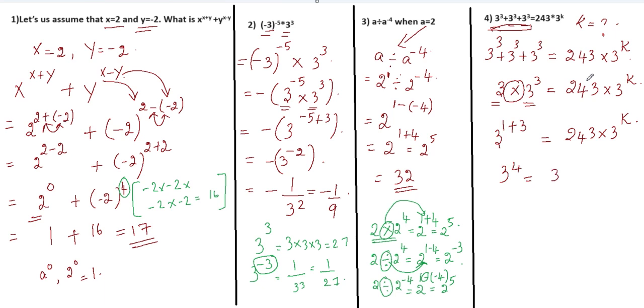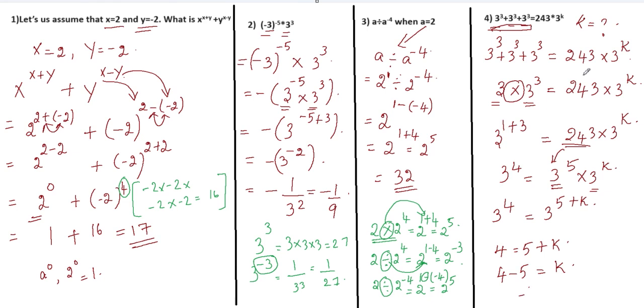So 3 power 5 is nothing but 243. Okay, you can try doing it. 3 power 5 is nothing but 243. So I'm going to write 243 as 3 power 5 into 3 power k. So 3 power 4, I have a common base here. You need to add the powers. So 5 plus k. Okay, so 4 is equal to 5 plus k. Hence, you get 4 minus 5 is equal to k. Therefore, the value of k is minus 1.